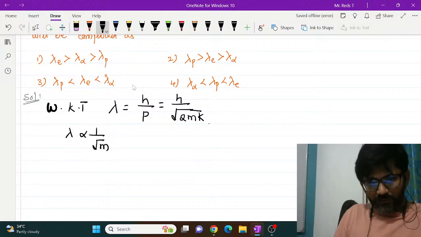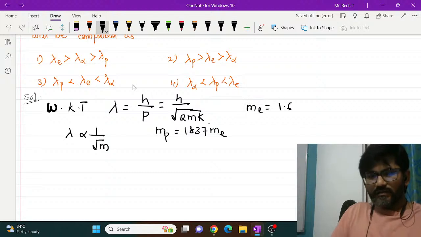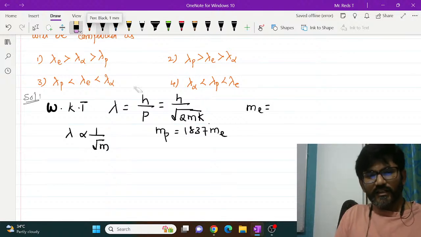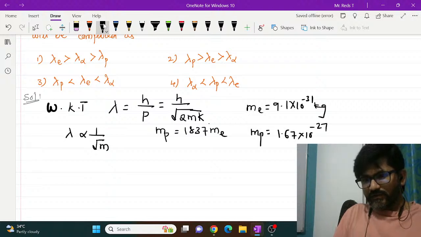If you compare the masses, the mass of a proton is usually 1837 times the mass of an electron. Electron is a very light particle, you know. If you remember this, then there is no need to spend this much time. I am giving all these details for your understanding. Mass of electron is 9.1 into 10 to the power minus 31 kg. Mass of proton is 1.67 into 10 to the power minus 27 kg.